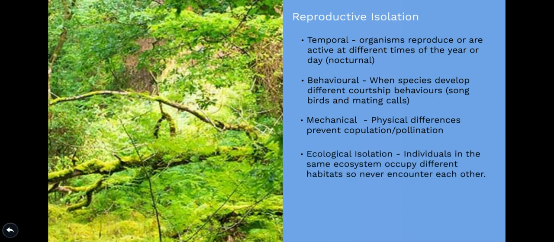And then ecological isolation. This is where individuals have the same ecosystem, but they occupy different habitats within it. So if you think back to the niches lesson, where we looked at where some birds fed at the bottom of a forest, whereas some fed at the top, they never come into contact with each other. They never need to reproduce. And that's a form of isolation. And that can occur within the same ecosystem. So we do not have to have that physical barrier in the way.